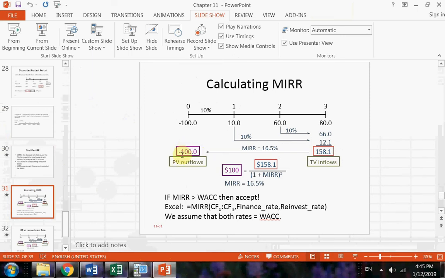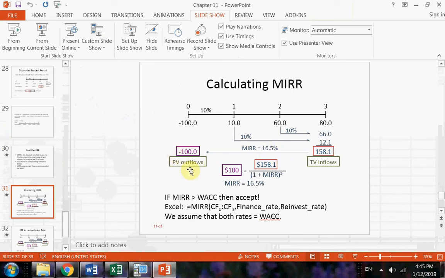And then this is your initial investment, negative 100, and the relationship between 158 and the negative 100 is a discount rate of 16.5%. You discount this ending value for 3 years at 16.5% to get this $100. So the 16.5% is your modified IRR. That is what it takes to get a 0 NPV.